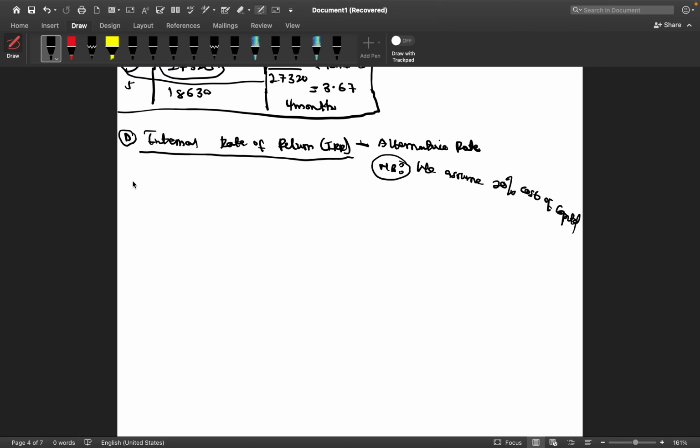So now with this internal rate of return I have here, it has a formula. It's L plus NPV_L over NPV_L minus NPV_H, times H minus L, where L is the lower rate and H is the higher rate.